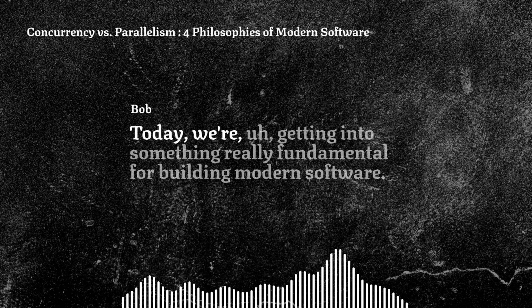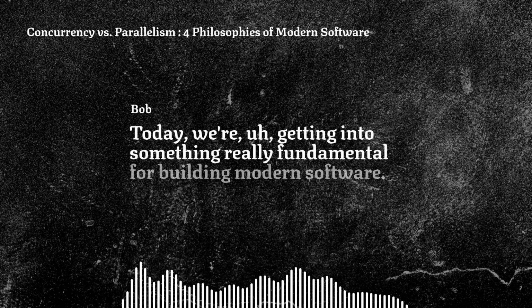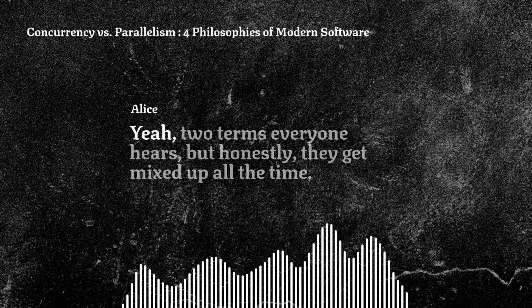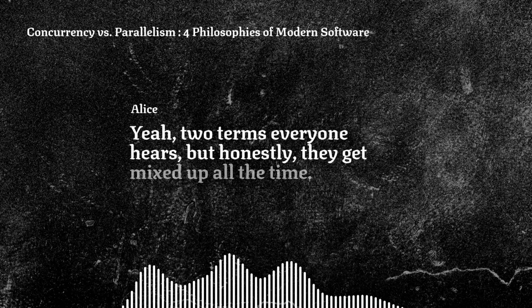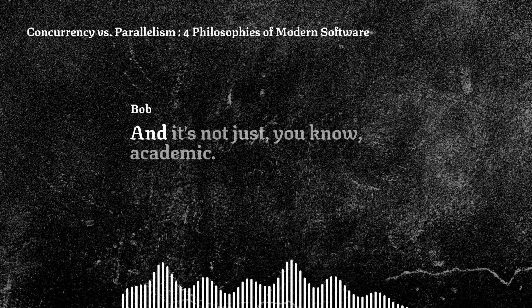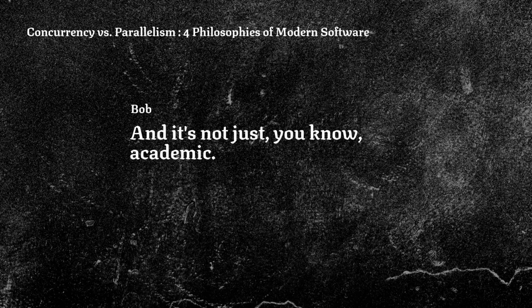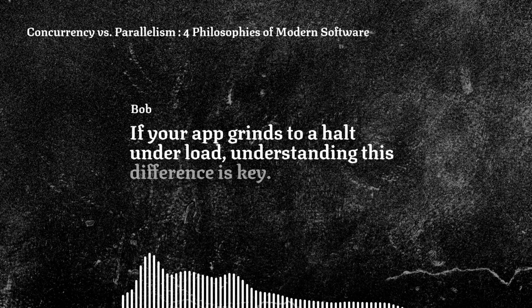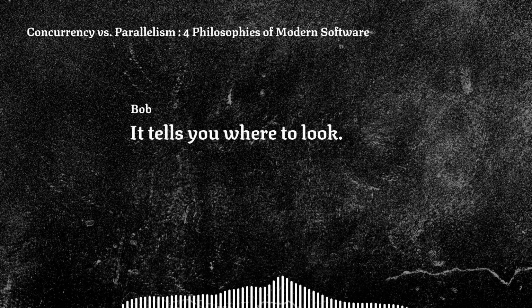Today, we're getting into something really fundamental for building modern software. We're talking concurrency and parallelism. Yeah, two terms everyone hears, but honestly, they get mixed up all the time. Exactly. And it's not just academic. If your app grinds to a halt under load, understanding this difference is key. It tells you where to look.